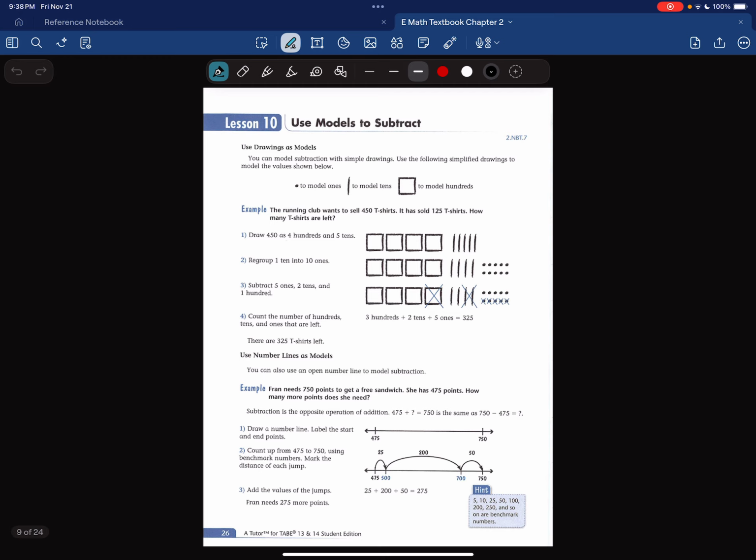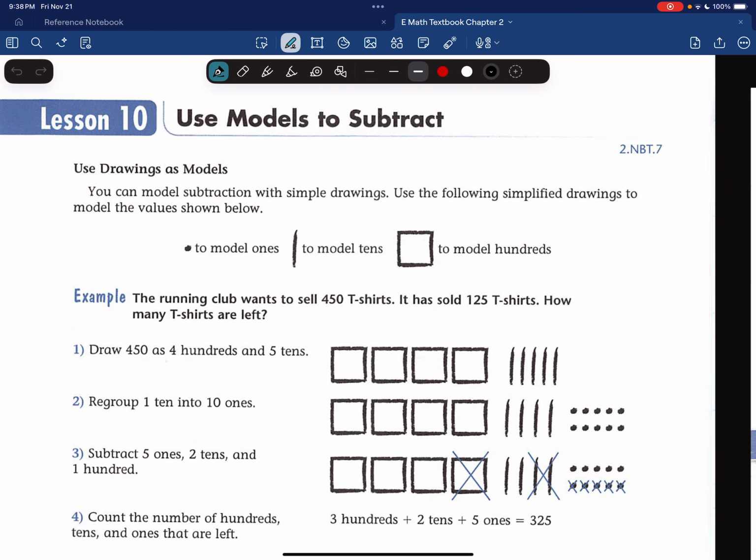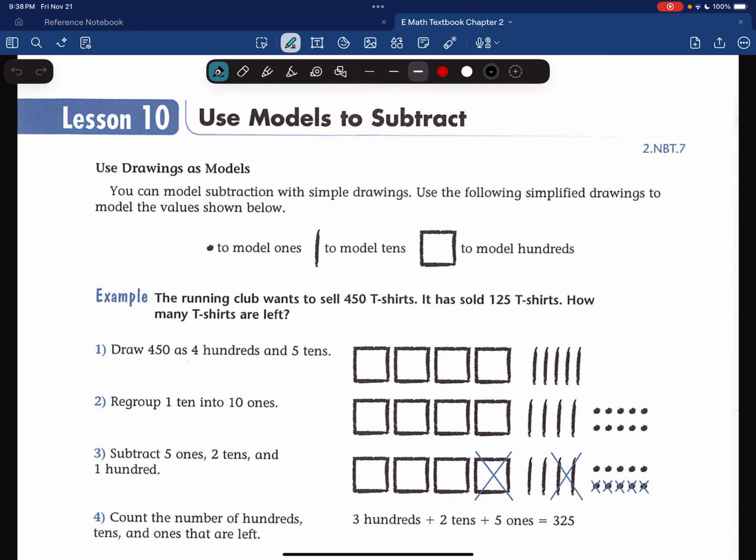This is page 26 in the textbook. Use drawings as models. You can model subtraction with simple drawings. Use the following simplified drawings to model the values shown below. A dot to model ones, a line to model tens, and a square to model hundreds. And here's the example. The running club wants to sell 450 t-shirts. It has sold 125 t-shirts. How many t-shirts are left?